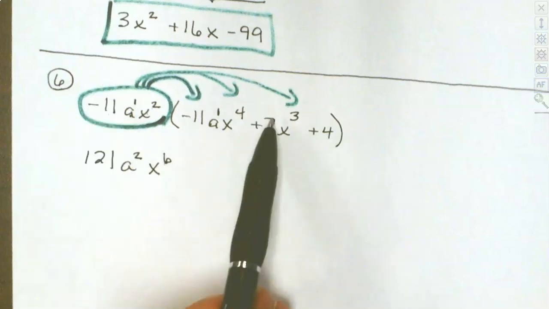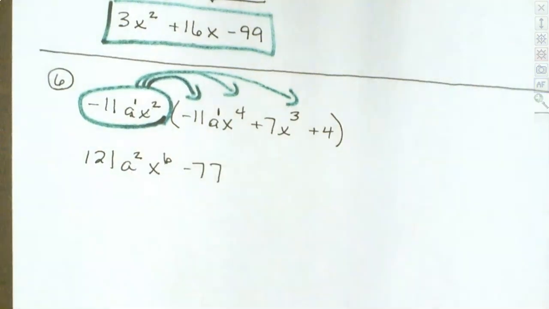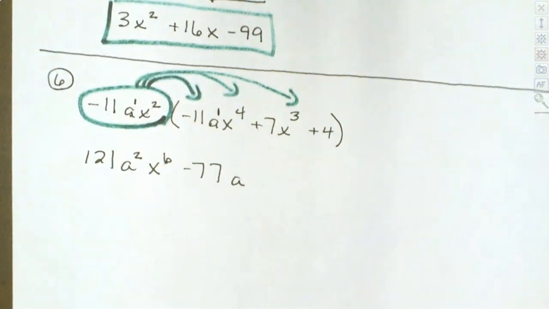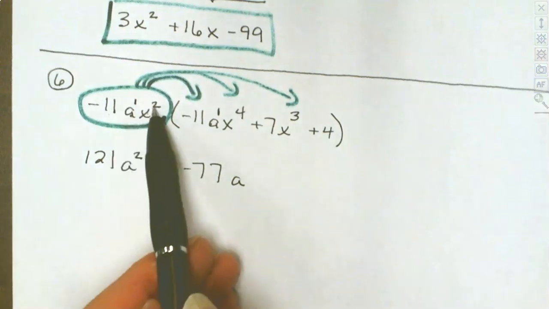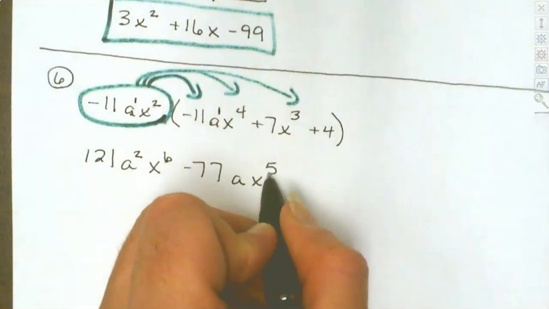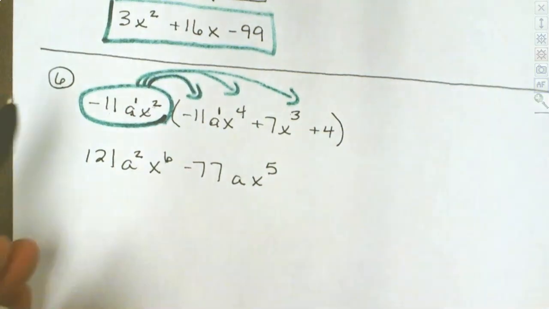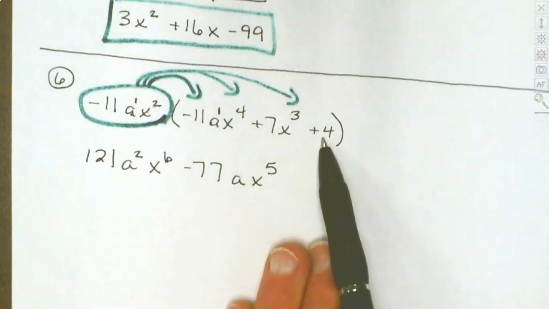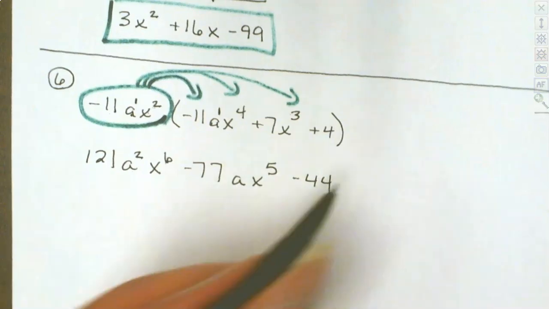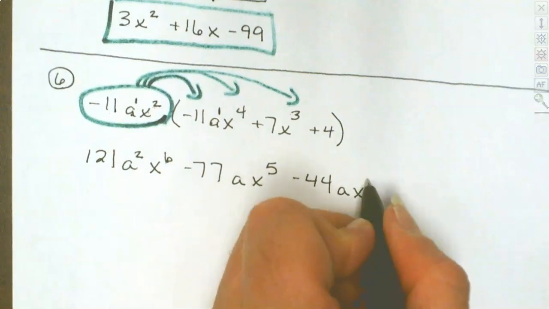Negative 11 times a positive 7 makes it a minus 77. No other a's, so we just have that single a there. What about the x's? We've got 2, add 3 more to that, and that's going to make that x to the 5th. The last and final piece is negative 11 times 4. That makes it a minus 44. Nothing else to go together, so that just brings down the a and the x squared.